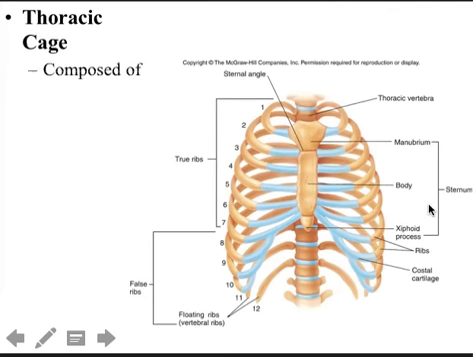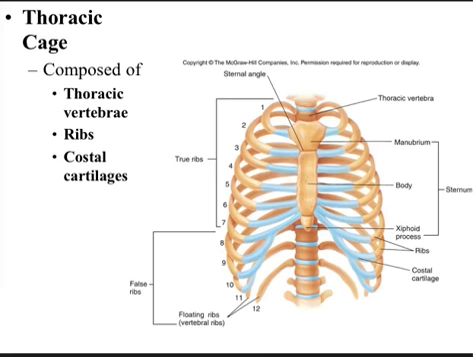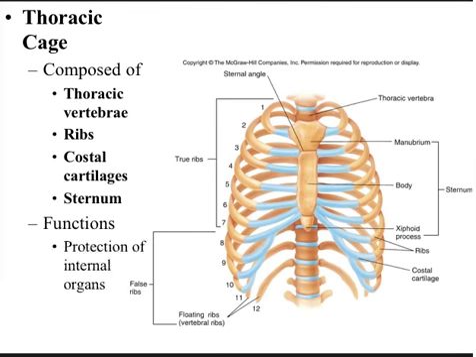The thoracic cage is composed of the thoracic vertebrae, which contain the ribs, and the costal cartilages and the sternum. It's important for protecting our heart and our lungs, and it also supports the upper body. Notice while we're here that the ribs come in several forms.